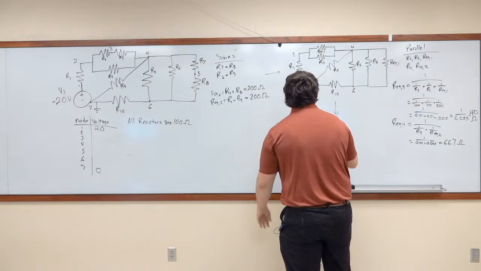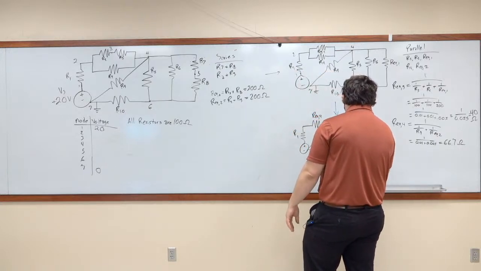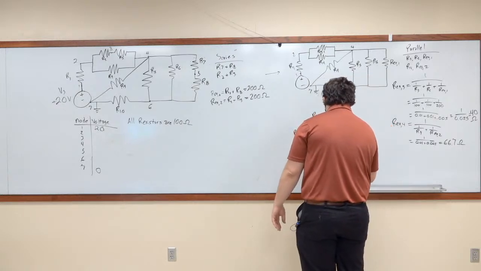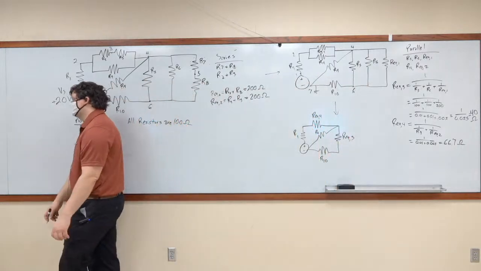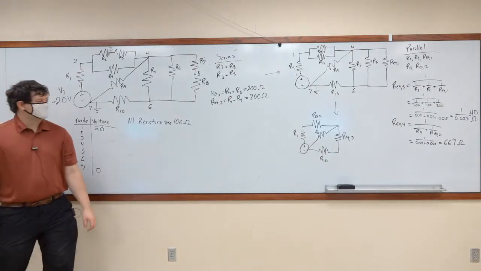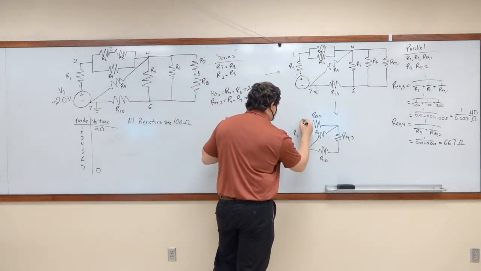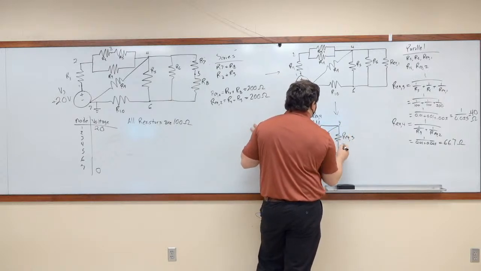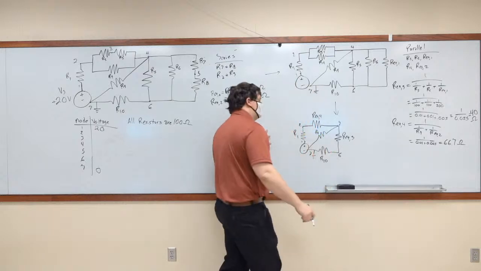So this is R1, REQ4, REQ3, R9, R10. Oh, gross. I can label my nodes again. This is node 1. This is node 2. This over here is node 4. This down here is node 6. This down here is node 7, which is still grounded.